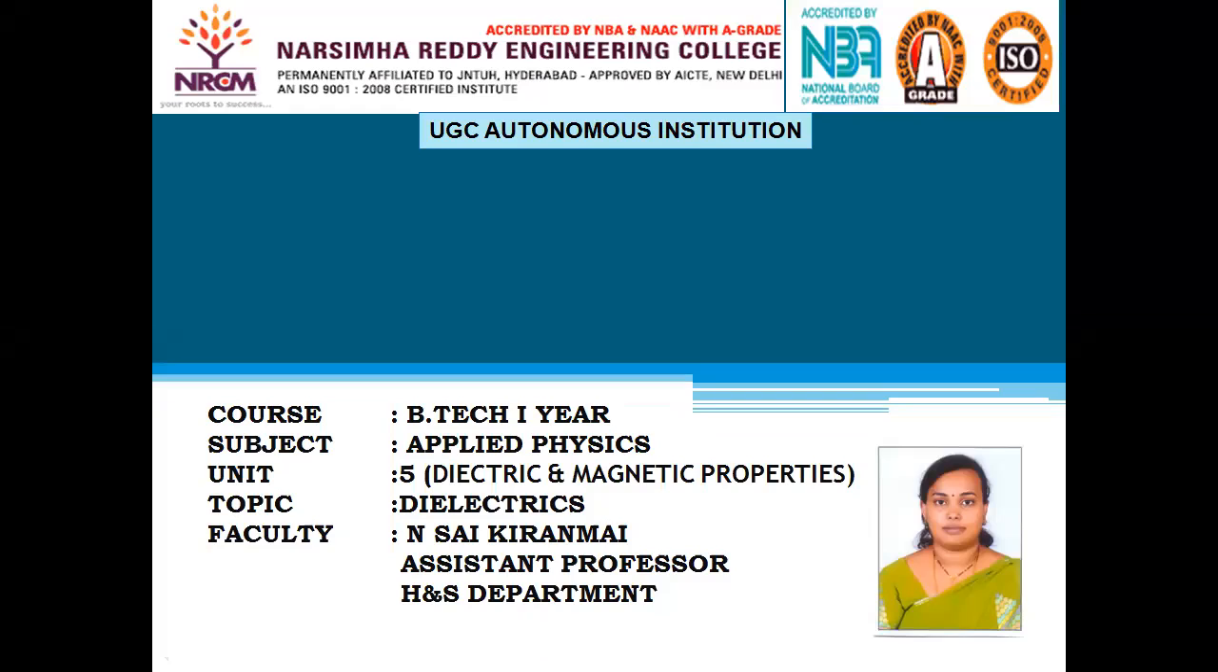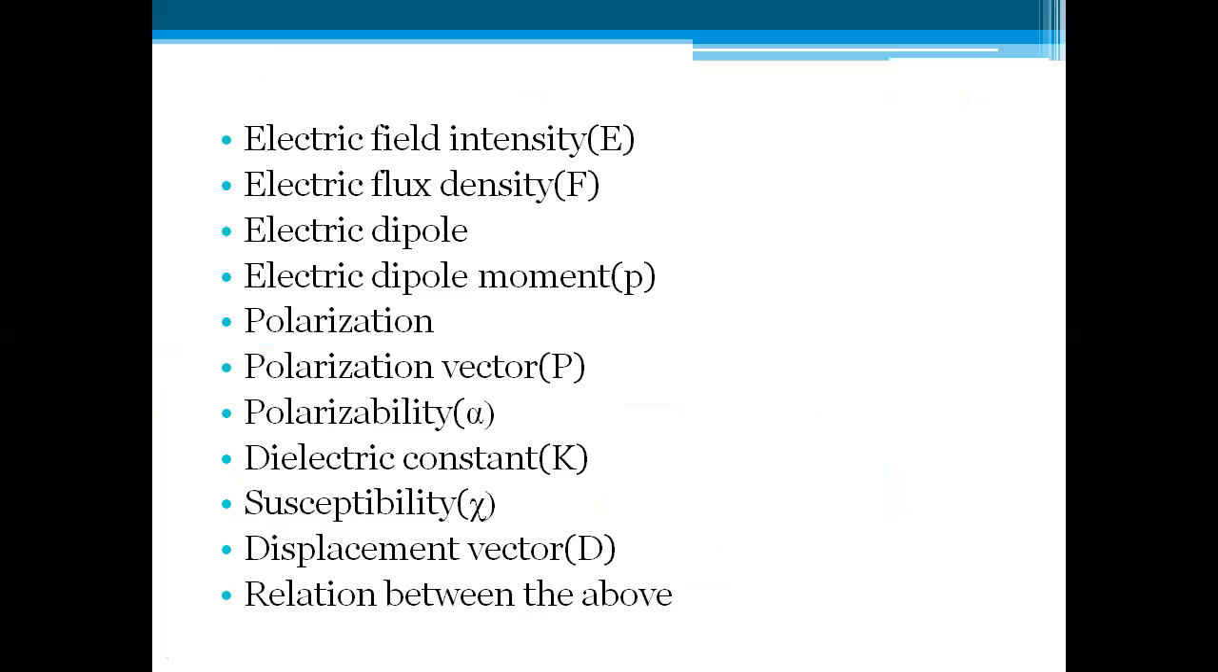Today we are going to have a session on dielectric properties of materials. In that we are going to discuss the basic terms regarding the dielectric properties. Those are electric field intensity, electric flux density, electric dipole, dipole moment, polarization, polarization vector, polarizability, dielectric constant, susceptibility, displacement vector, and some of the relations between the above different properties.